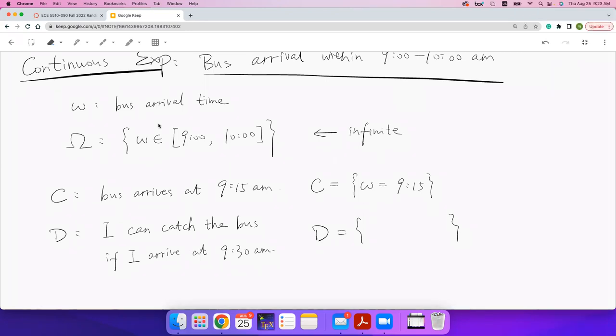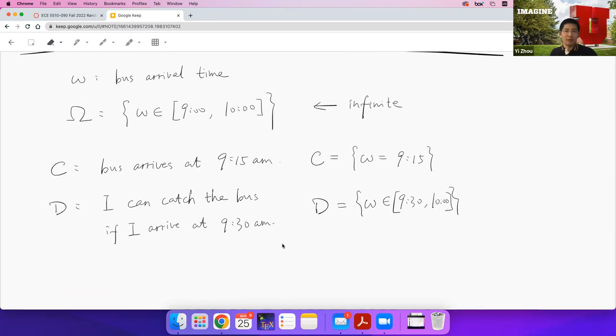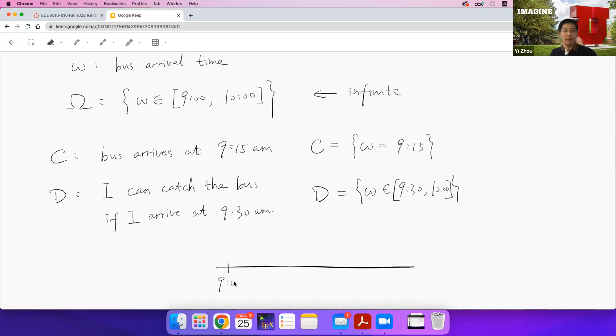If you want to catch the bus, then the bus must arrive after your arrival, right? So if I arrive at 9:30, then the bus has to arrive after me in order for me to catch the bus. So this literally means omega, the bus arrival time, must be after 9:30. It's 9:30 to 10 a.m. So it's an interval instead of a point as in the event C, and we can visualize these events. If we consider this time interval, event C is basically a point, while event D is an interval between 9:30 and 10.